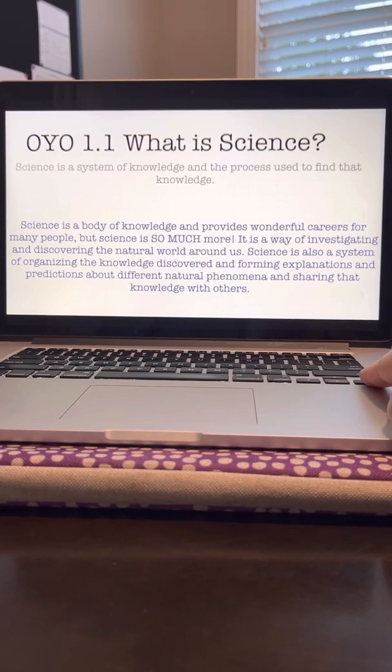Science is a system of knowledge and the process used to find that knowledge. Science is a body of knowledge and provides wonderful careers for many people. But science is so much more. It is a way of investigating and discovering the natural world around us. Science is also a system of organizing the knowledge discovered and forming explanations and predictions about different natural phenomena and sharing that knowledge with others.